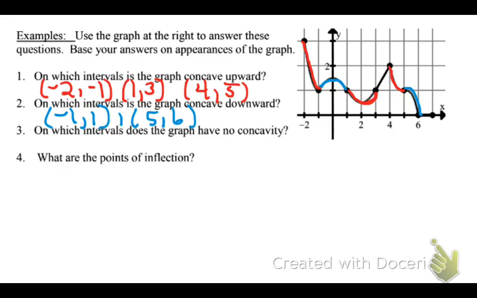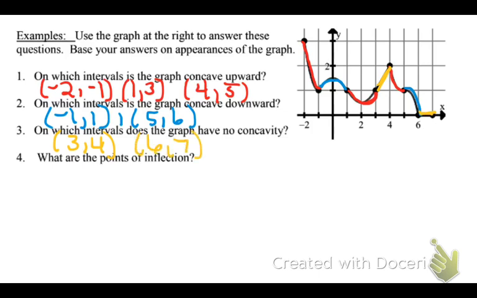On which interval does the graph have no concavity? With no concavity, basically you ask yourself, for concave up, can I hold water in this? And concave down looks kind of like a mountaintop. So from 3 to 4, we just have a linear portion of that function. So there's no concavity from 3 to 4. And then again over here from 6 to 7.